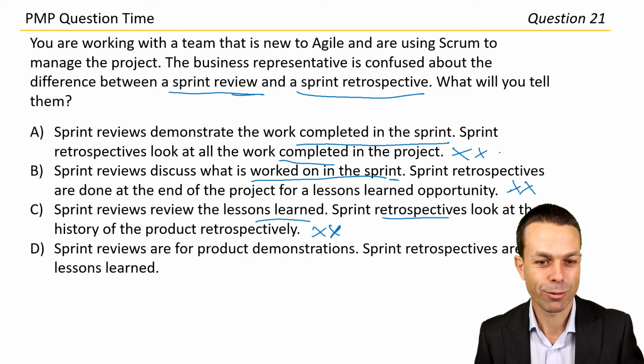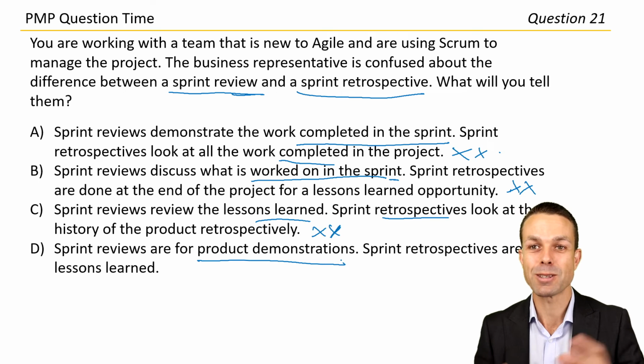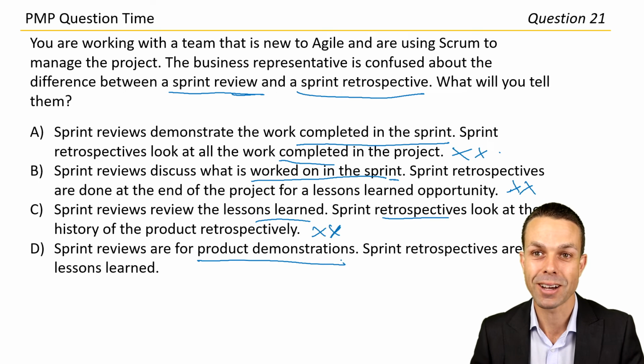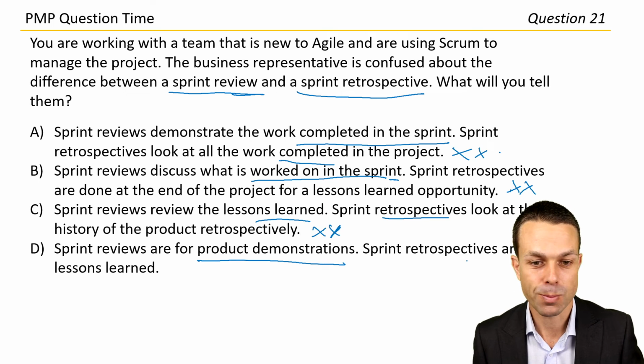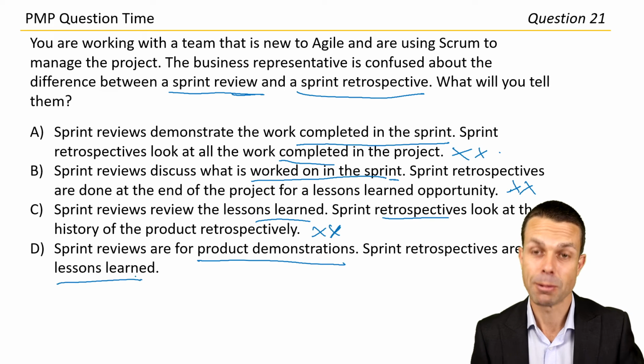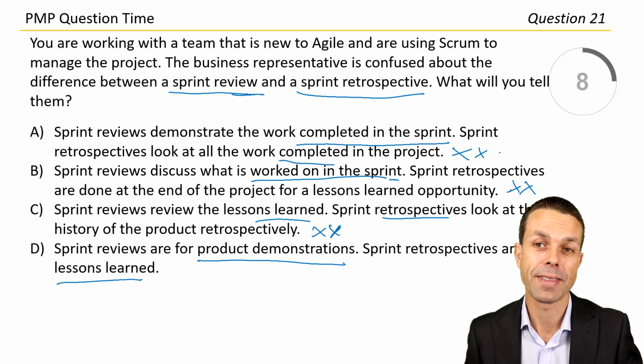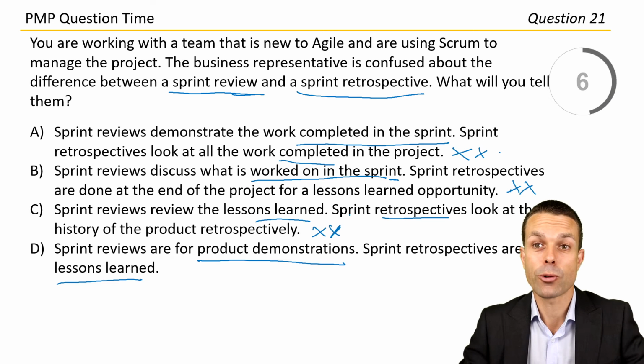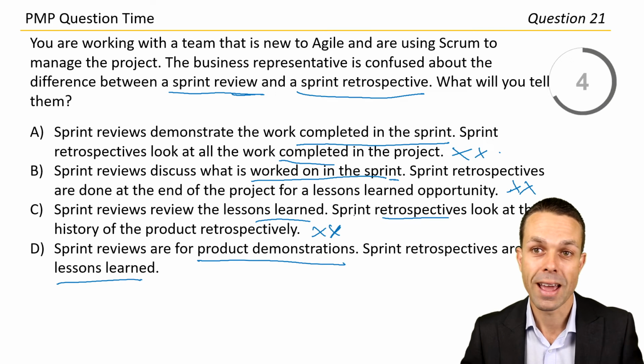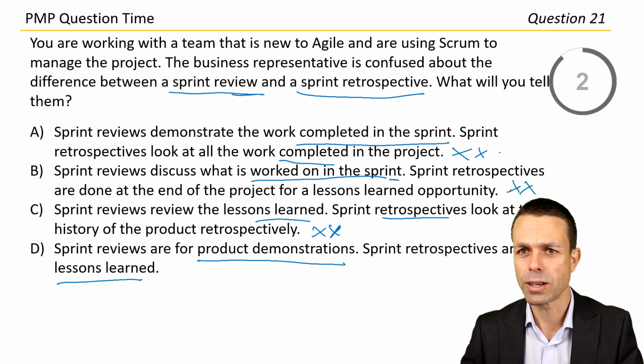And lastly, sprint reviews are for product demonstrations. Yes, that's it. So we're demonstrating the product to the business or the customer. And sprint retrospectives are for lessons learned. I mean, yes, that is true as well. But ideally, and it didn't mention it here, we're doing it at the end of each iteration so we can iterate and continuously improve our process. So I think the best one is going to be answer D.